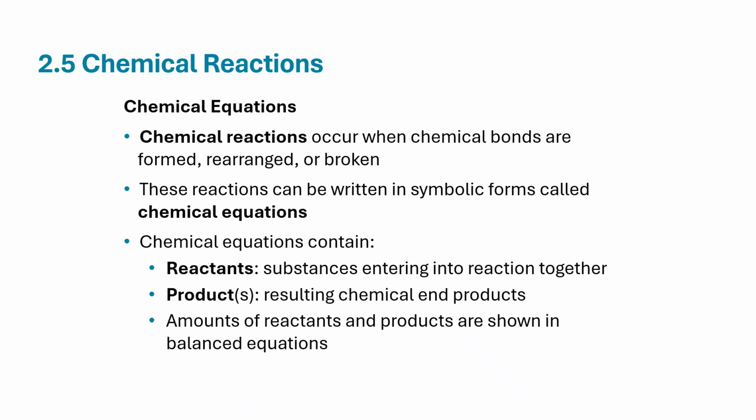Chemical reactions. Chemical reactions occur when chemical bonds are formed, rearranged, or broken. These reactions can be written in symbolic forms called chemical equations. Chemical equations contain reactants, which are the substances entering into the reaction, and the products. These are the substances that are coming out of the reaction. The amounts of reactants and products are shown in balanced equations. So let's take a look at that better.